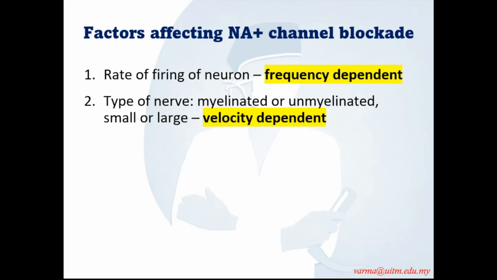Type of nerve, this is velocity dependent. If the nerve is myelinated or unmyelinated, or small or large, this is what we define as velocity dependent or nerve diameter dependent. This will tell you about the differential blockade of the LA. Why will there be a difference in block of proprioception, autonomic symptoms, pain and touch sensation when we give LA? This is because of the type of the nerve. This causes a differential blockade. It is velocity or diameter dependent because the diameter of the nerve determines its velocity.